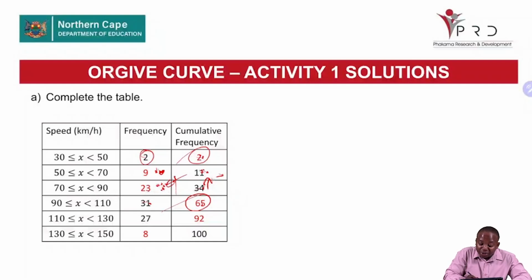We have the 65 already. So you say 65 plus 27, we get 92. Then you say 92 plus, in this case, we don't have this space. Remember that as it is, it's just the answer. We'll say 100 minus 92, we get our 8. So that when you say 92 plus 8, we get our 100.